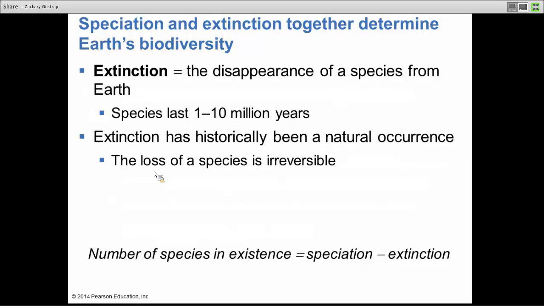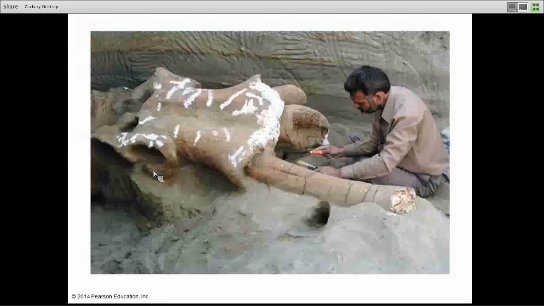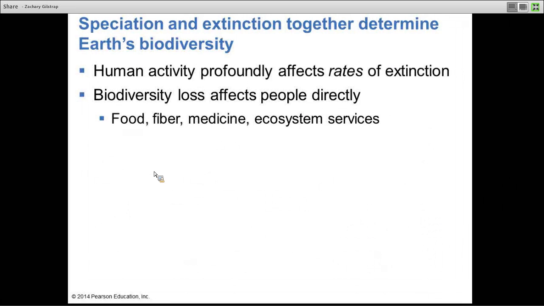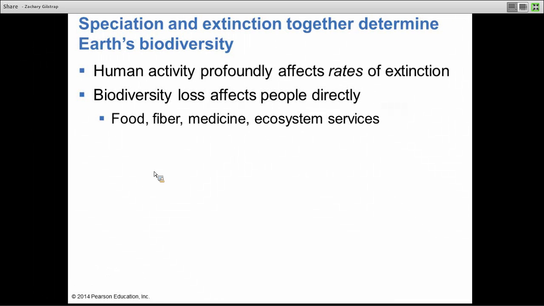Speciation and extinction together determine Earth's biodiversity. The disappearance of a species from Earth is called extinction. And here we have what looks like a man excavating the extinct species of dragons. Extinction occurs naturally, for the most part, but human impact can profoundly affect the rate at which it occurs.